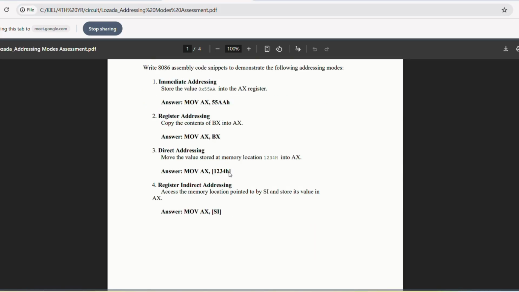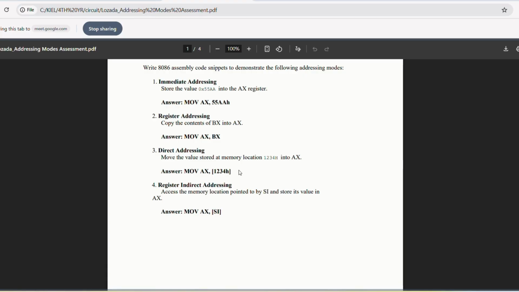So number 3, direct addressing: move the value stored at memory location 1234H into AX. So the answer is MOV AX, [1234H].